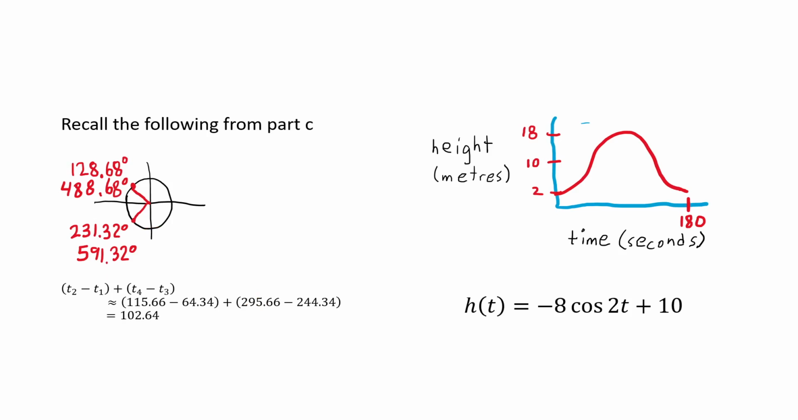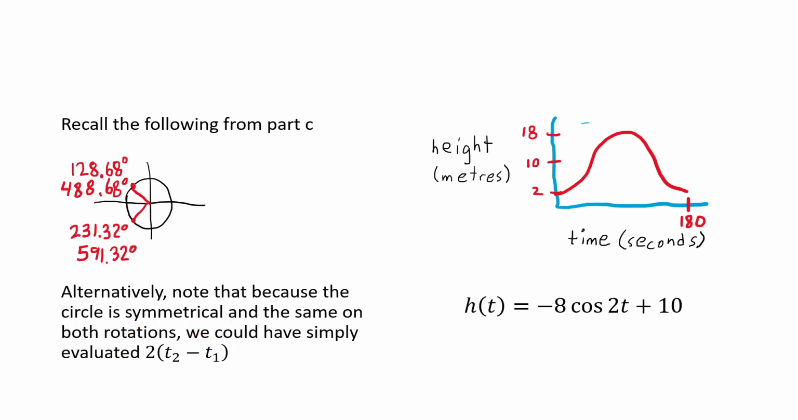And so now (T2 minus T1) plus (T4 minus T3) is equal to what you see shown, roughly 102.64 seconds. So that's the answer to the question. She's above a height of 15 meters for roughly 102.6 seconds.